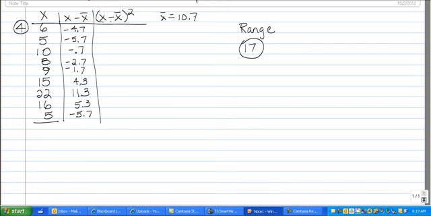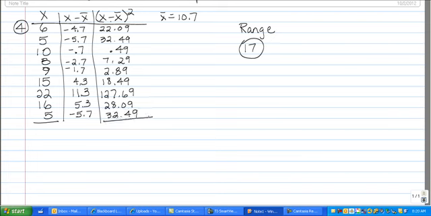Okay, so now I want to square each one of these. I'm going to get 22.09, 32.49, 0.49, 7.29, 2.89, 18.49, 127.69, 28.09, and this is 32.49. And again, we want to add up this column.